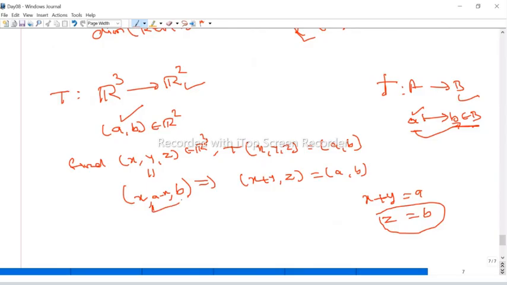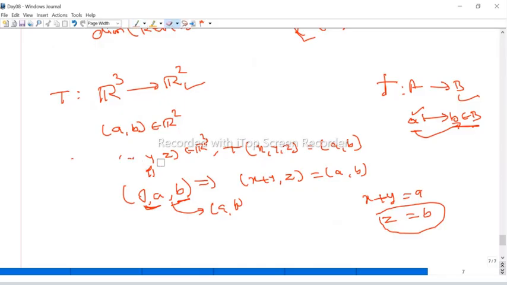Therefore, we can always find a number. No need to take x, we can take some other. But the condition is the sum of the first two coordinates should be a. It's always possible. Either you can choose (0, a), because the sum is this one. So simply I can take (0, a). These elements map to (a, b), because by the definition you add the first two coordinates and then fix the last coordinate. Now fix b. The sum of 0 plus a is a.